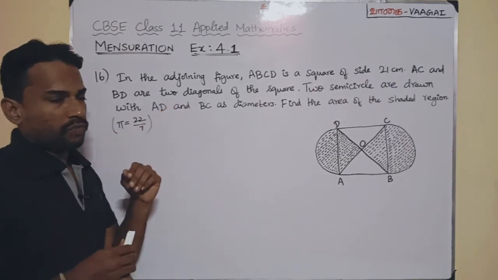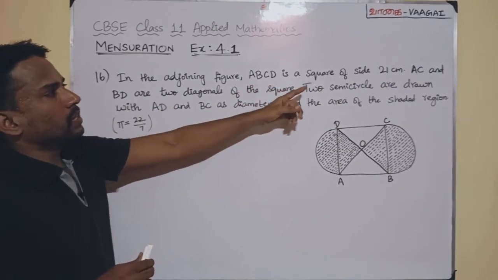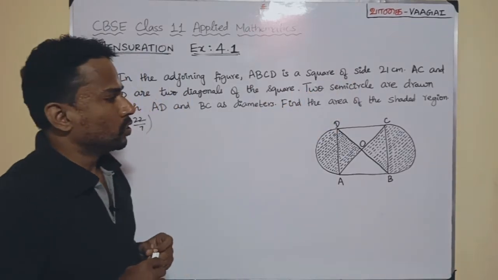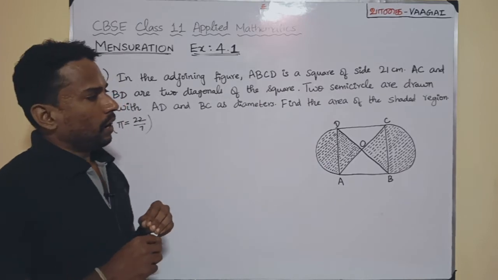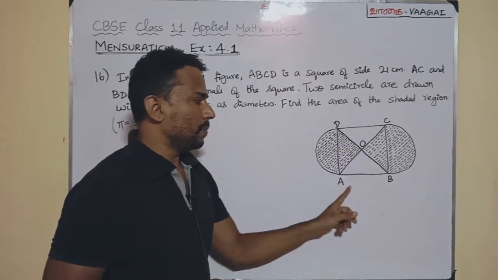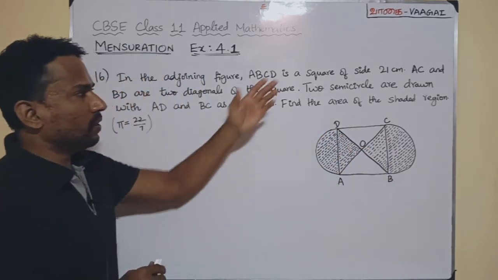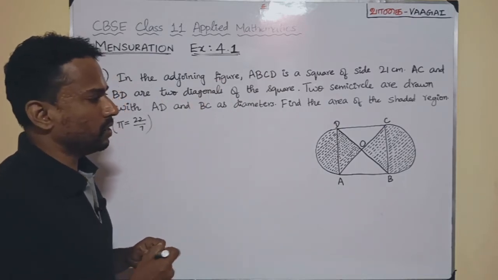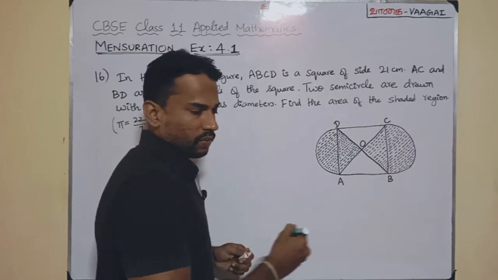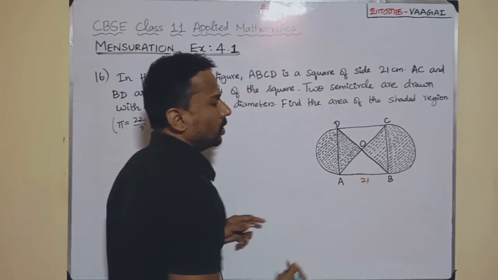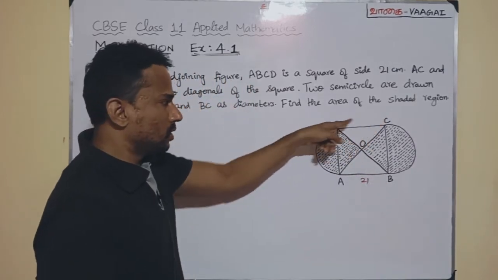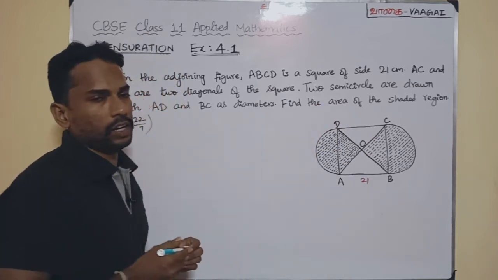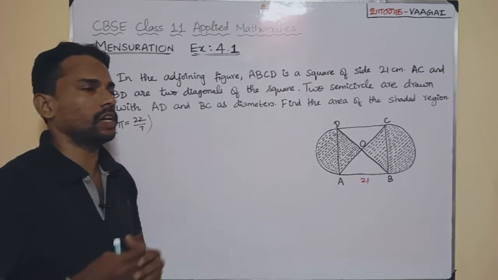In the adjoining figure, ABCD is a square of side 21 centimeter. So you can see the figure here, and also you can see a square ABCD here. It is given that the side of the square is going to be 21 centimeter. So this AB is going to be 21, BC is 21, CD is 21 and AD is also 21. It is clearly understood, because in a square all the four sides are equal.